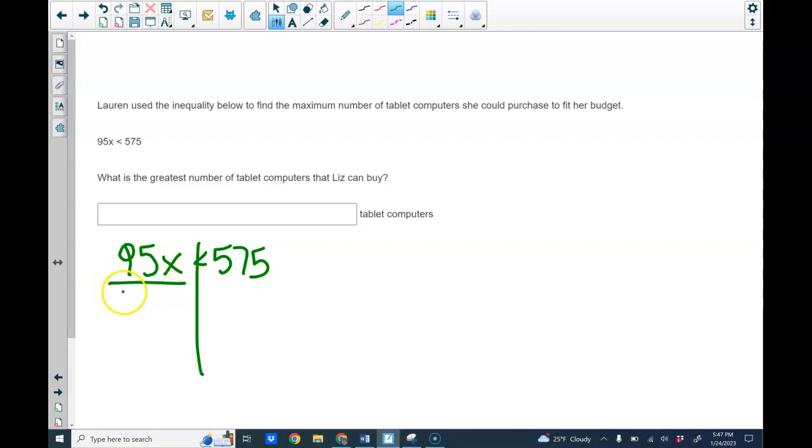Okay, so I'm going to divide both sides. So x is less than, and when we put this into our calculator, we get a decimal, something like 6.05. So how many tablet computers can she buy? Well, they can't break up the tablet computers into 6.05 tablet computers, so it's just going to end up being 6 tablet computers. She can't afford 7. She can afford 6 and have a little bit of money left over, but not enough to get to 7. So since you can't break a tablet computer into 0.05, you're only able to buy 6.